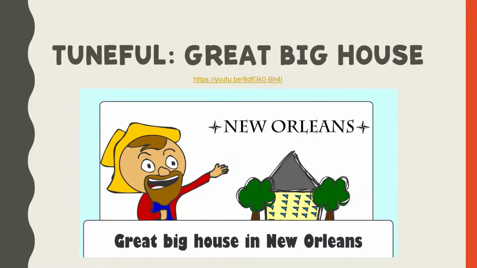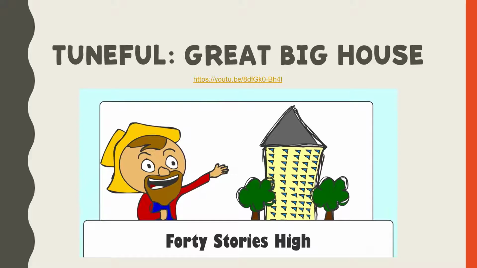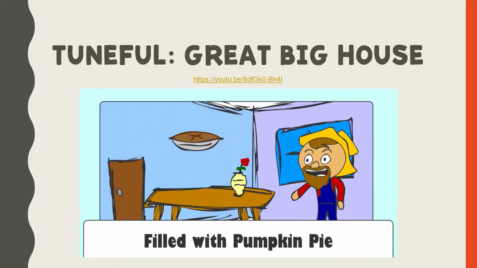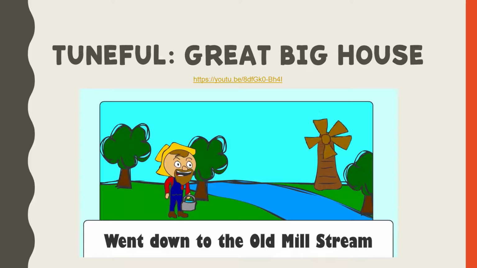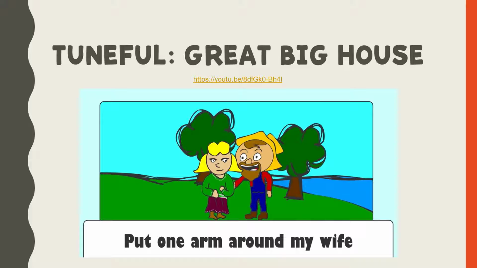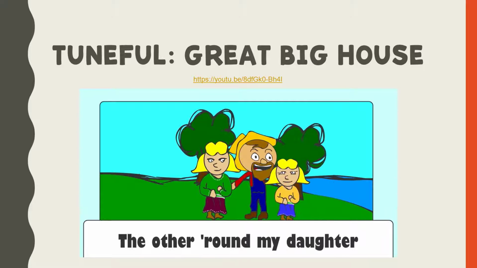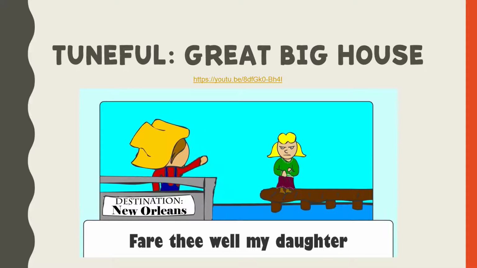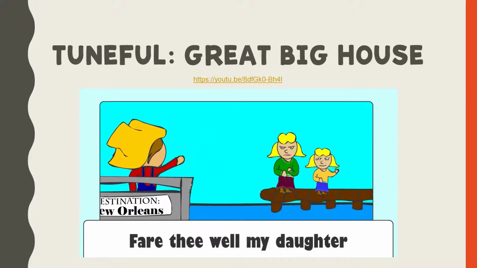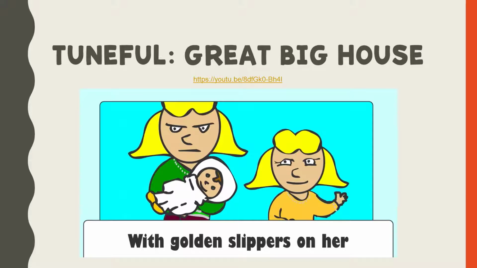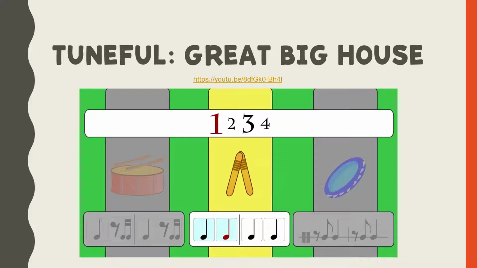Great big house in New Orleans, 40 stories high. Every room that I've been in filled with pumpkin pie. Went down to the old mill stream to fetch a pail of water. Put one arm around my wife, the other around my daughter. Fare thee well, my darling girl, fare thee well, my daughter. Fare thee well, my darling girl, with golden slippers on her.